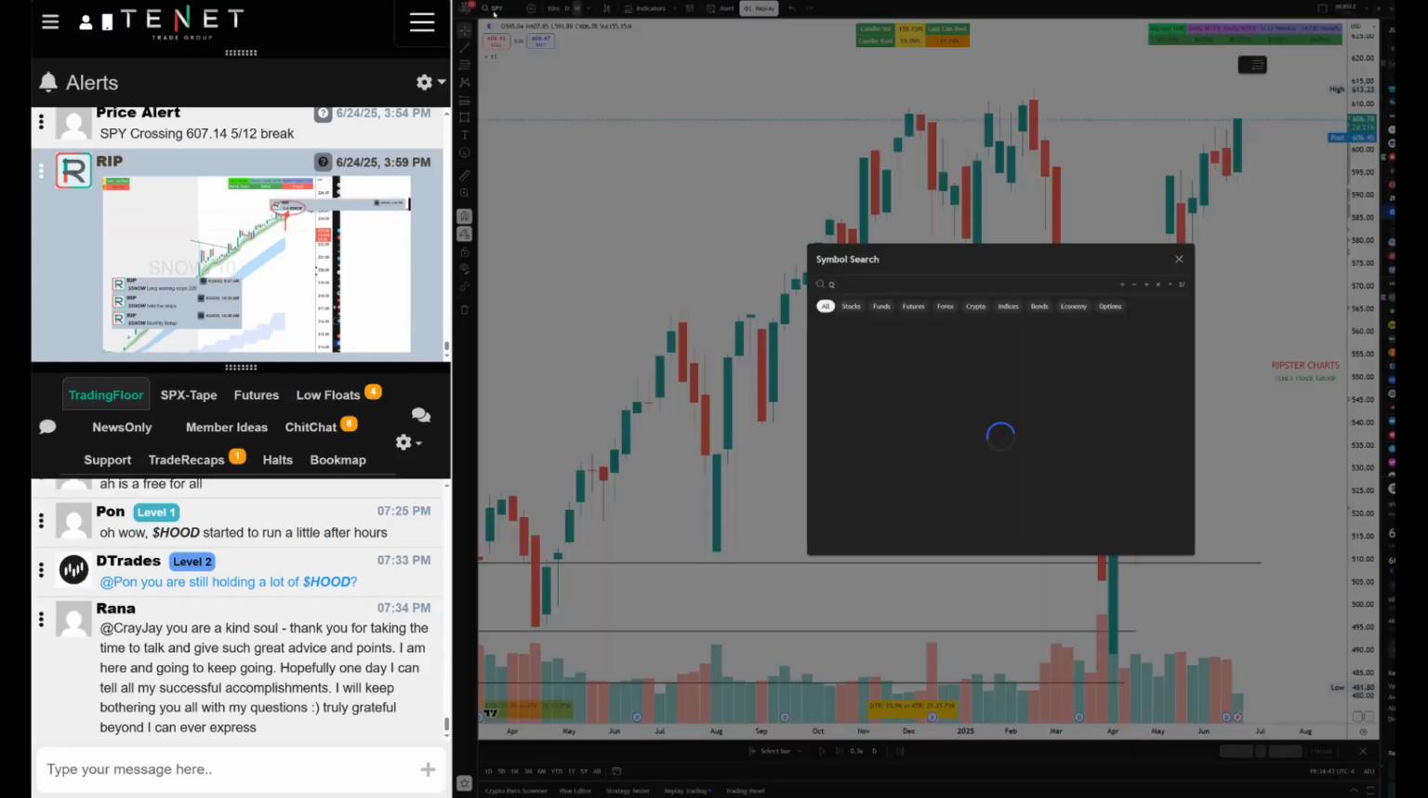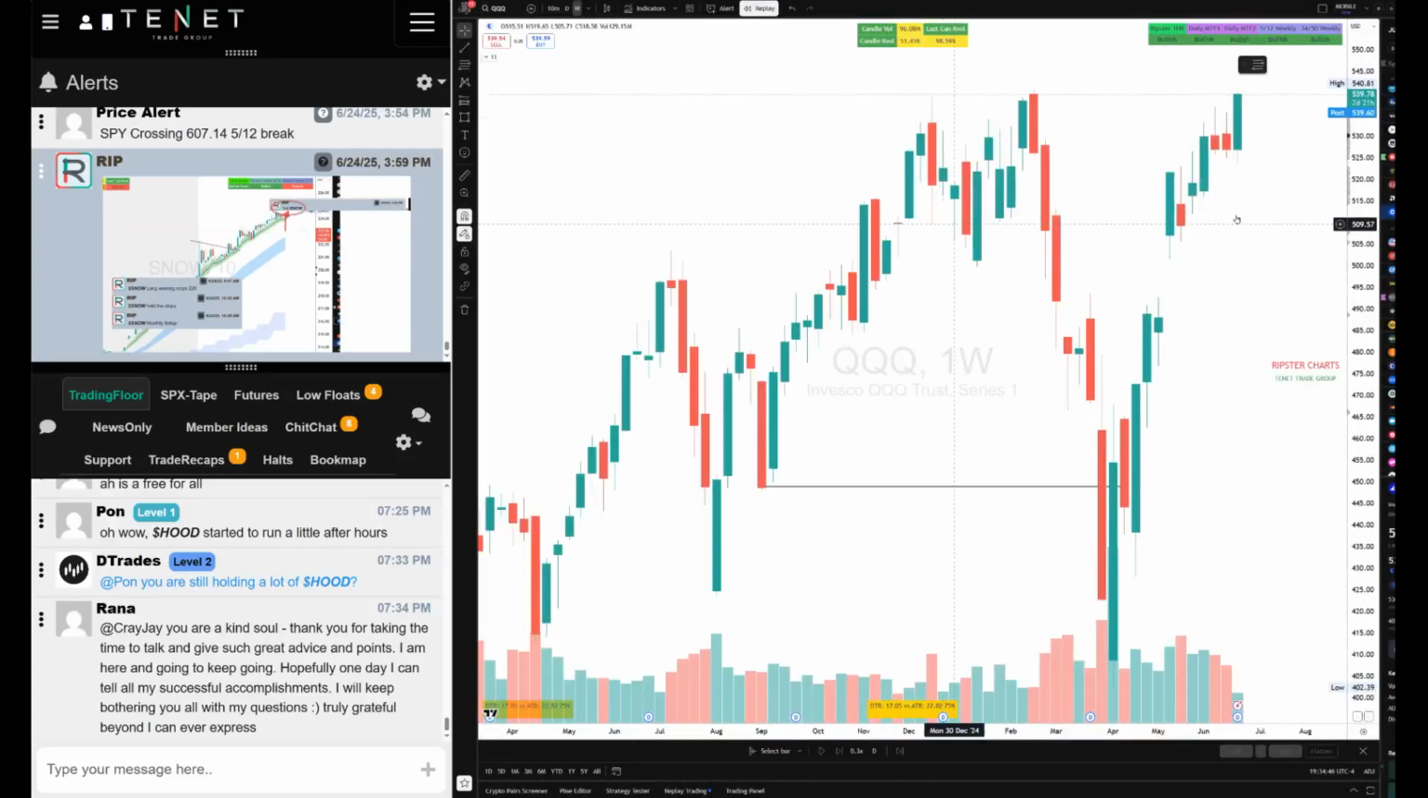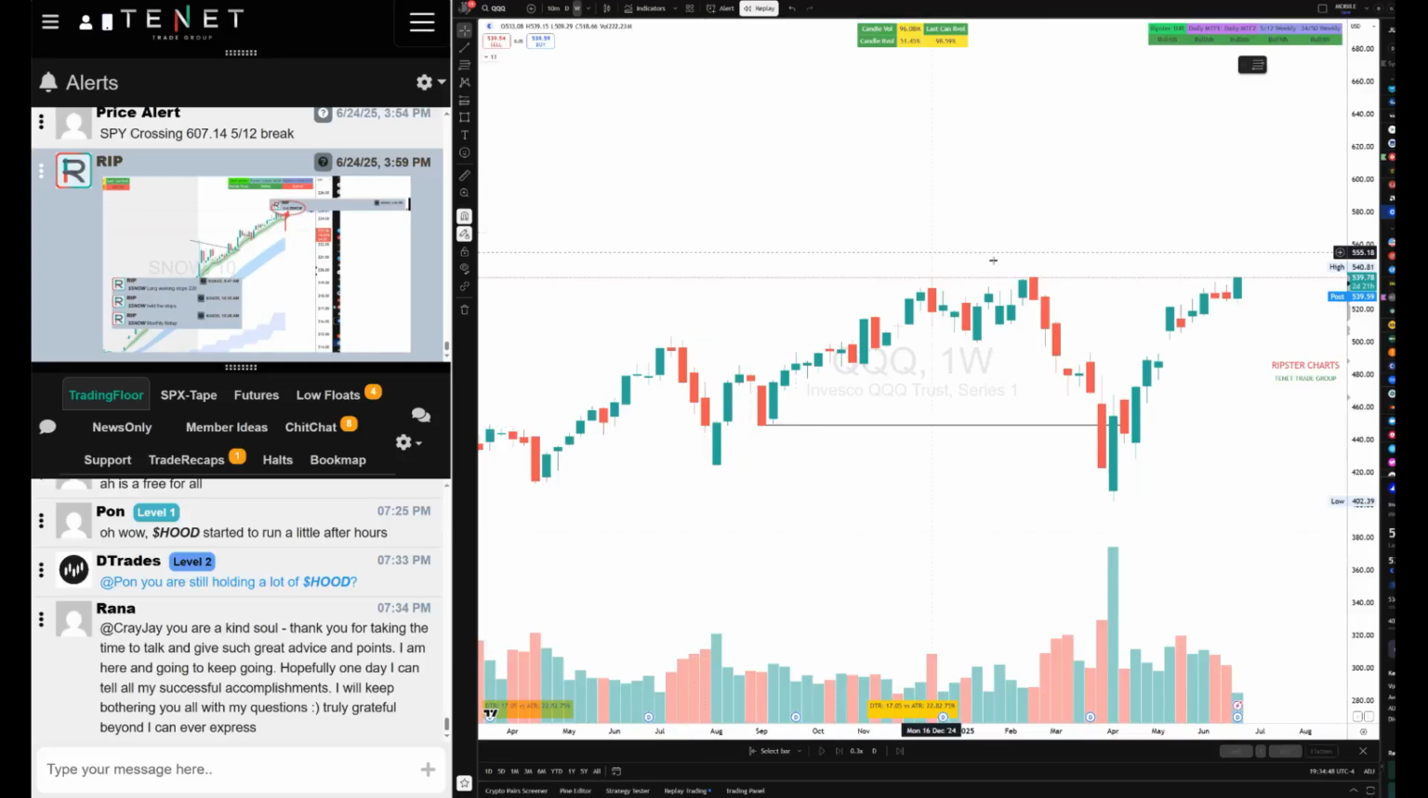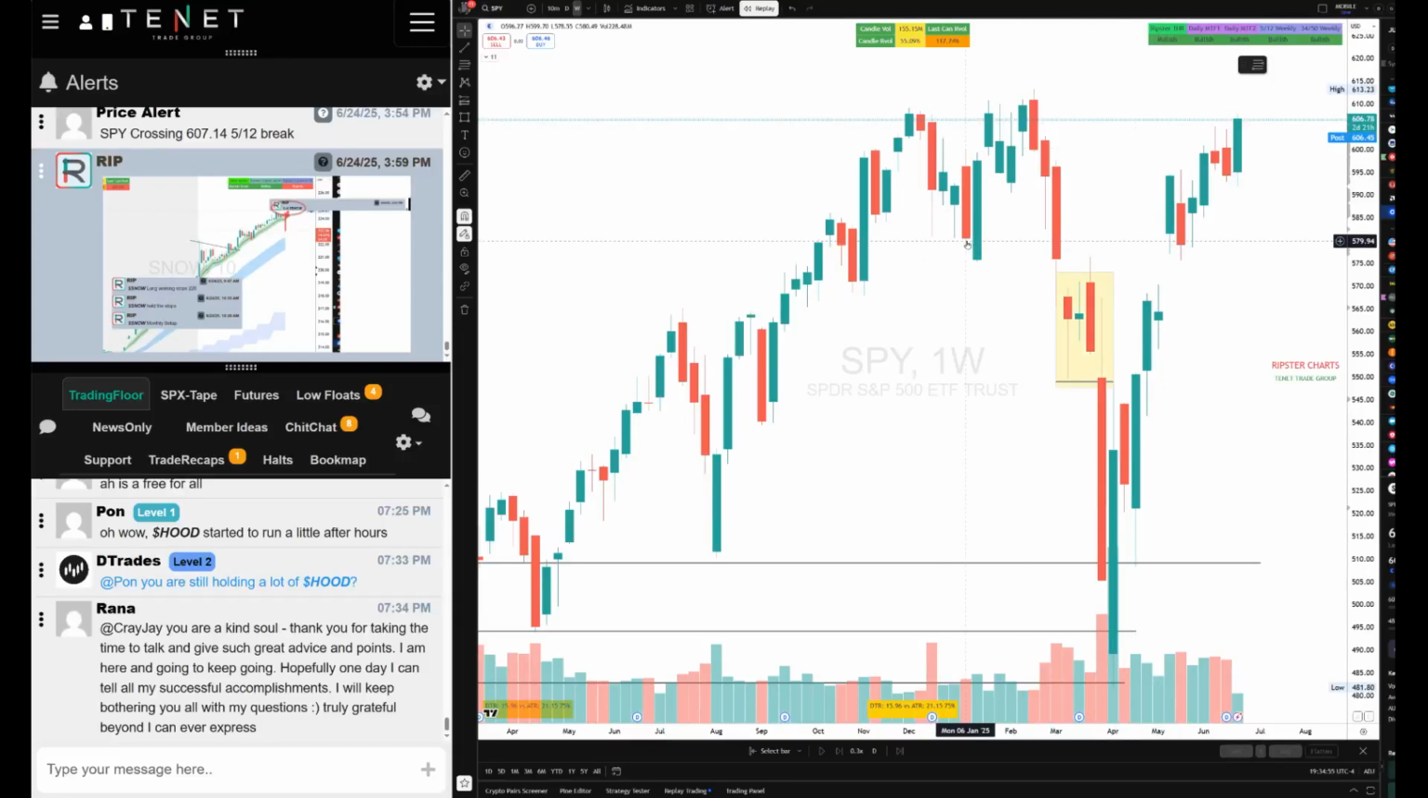It was a nice day. If you look at all these charts, you see that QQQ is ready to break out of the all-time highs, touching the all-time highs, and then we see that we have SPY, which is also trying to go towards the all-time high.